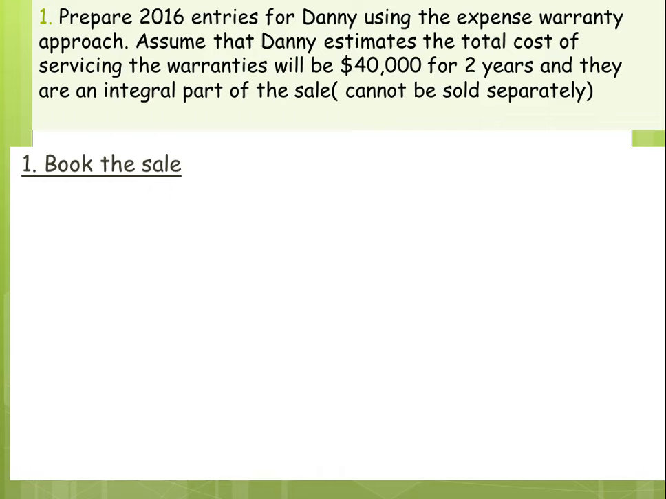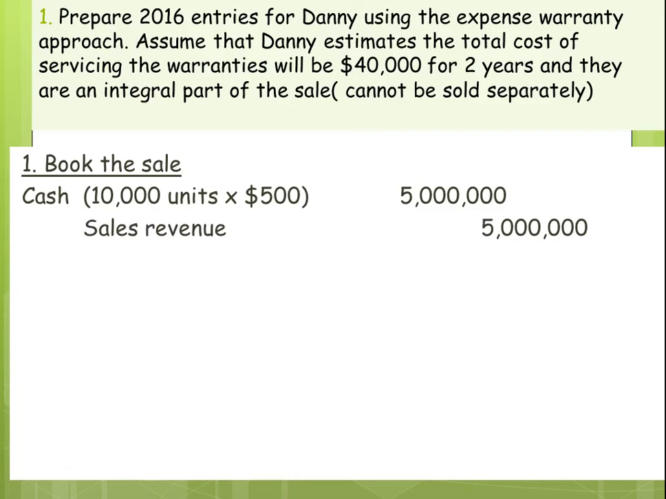So again, we sold all these flashlights. In addition, we are estimating that it could cost us, based on our history, $40,000 for the 2-year warranty. And the warranty is an integral part of the sale. We're not selling them separately. So we're going to debit cash, which would be 10,000 units times $500, and book sales revenue.